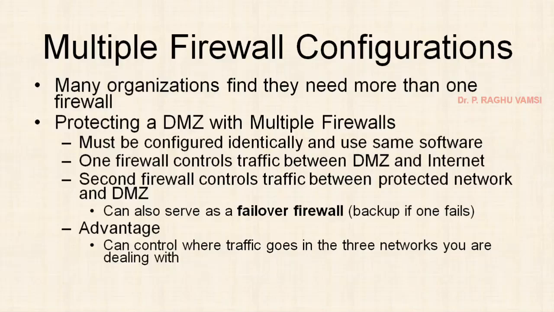security. One firewall controls traffic between the DMZ and the internet. The second firewall will control the traffic between the protected network and the DMZ. It can also serve as a failover firewall. That means if one firewall fails to protect, then another will try to protect. The advantage is you can control whether traffic goes into the three networks you are dealing with.